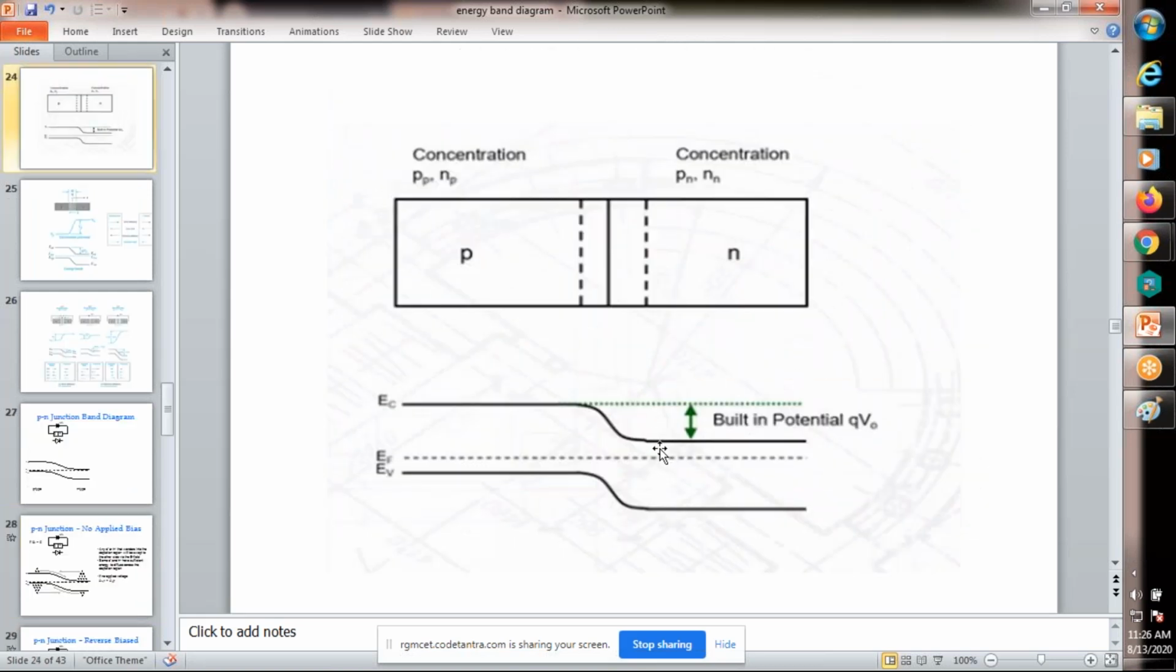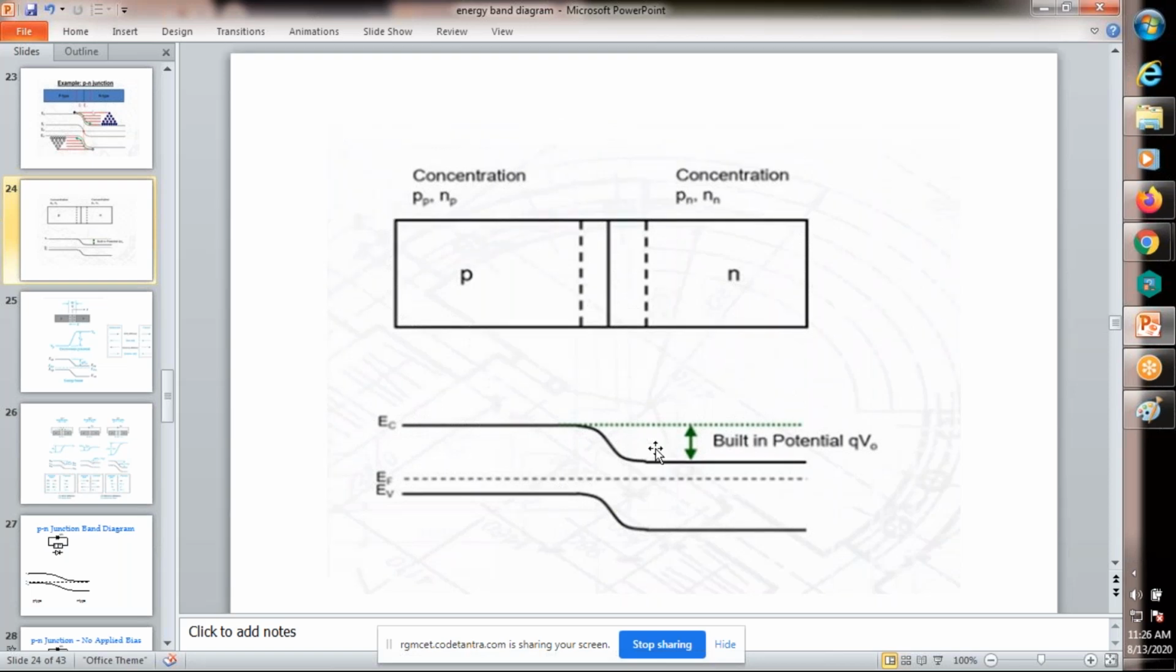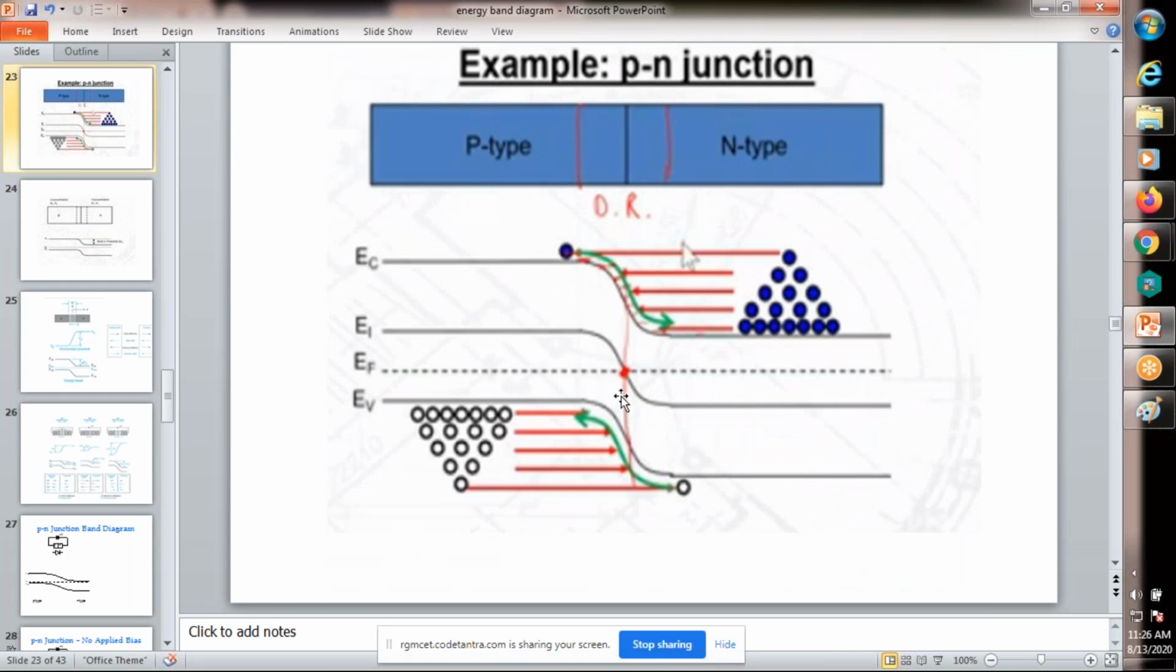Now what happens under equilibrium condition is that after a certain time, once the depletion region is completely filled, it will oppose the flow of charge carriers from both sides due to this electric field. Due to this electric field, there exists some built-in potential. Already we derived the built-in potential. That built-in potential is equal to qV0. This built-in potential stops the diffusion, so that the drift current is equal to the diffusion current.